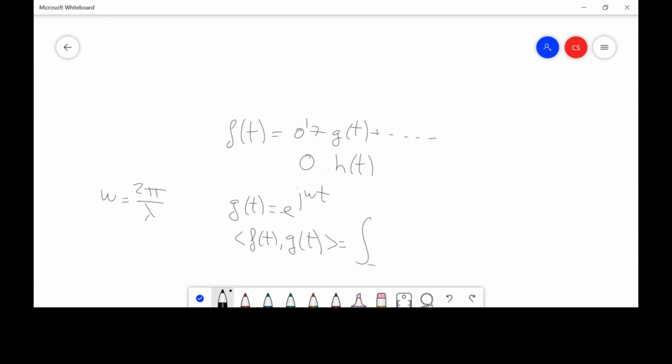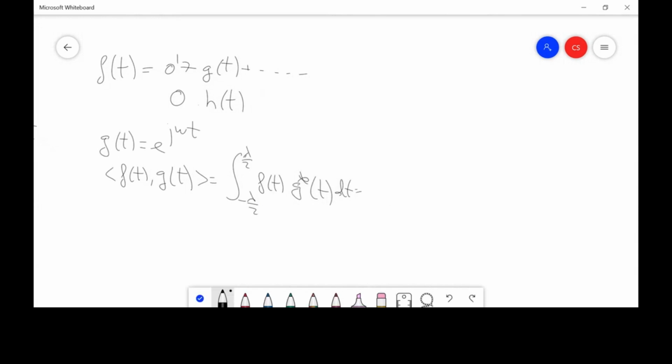And this is the integral from minus lambda half to lambda half of f of t, and then g star. Star is complex conjugate. Okay, now this is the integral from minus lambda half to lambda half of f of t and e to the minus j omega t. Do you agree with that? And you may immediately recognize this is the Fourier transform. This is the Fourier transform of f evaluated at omega.